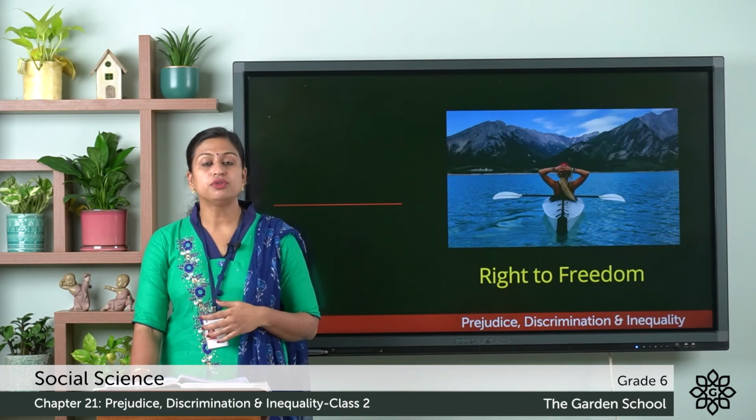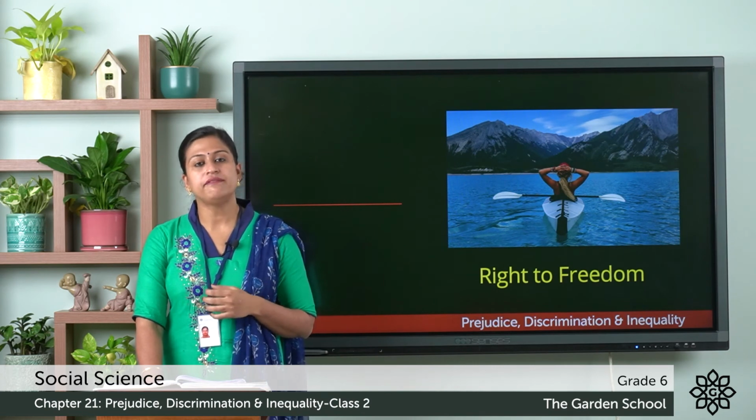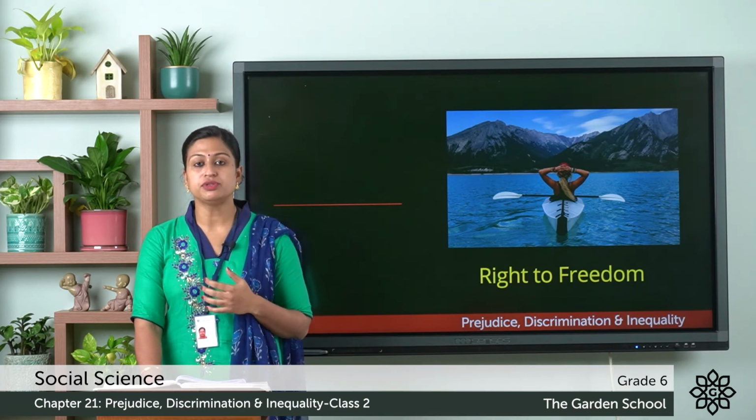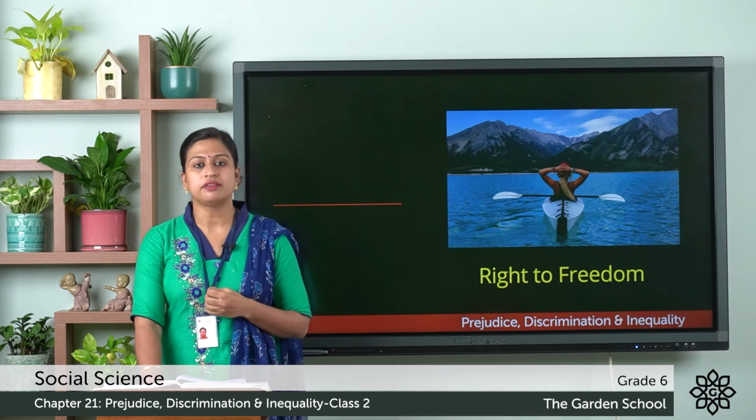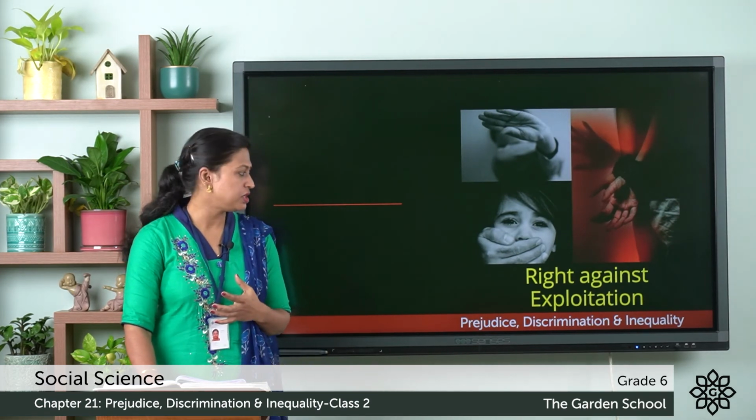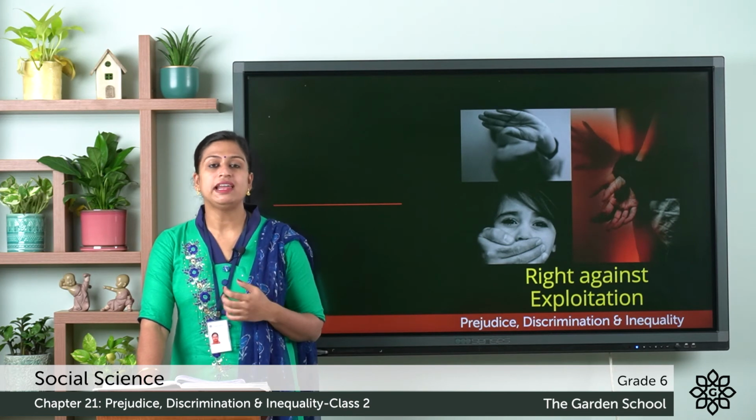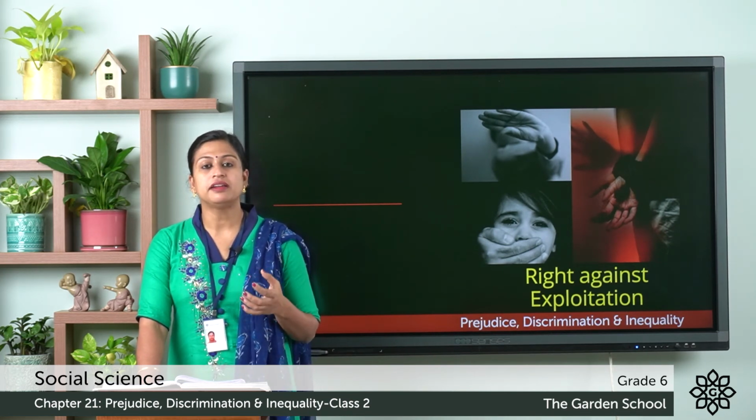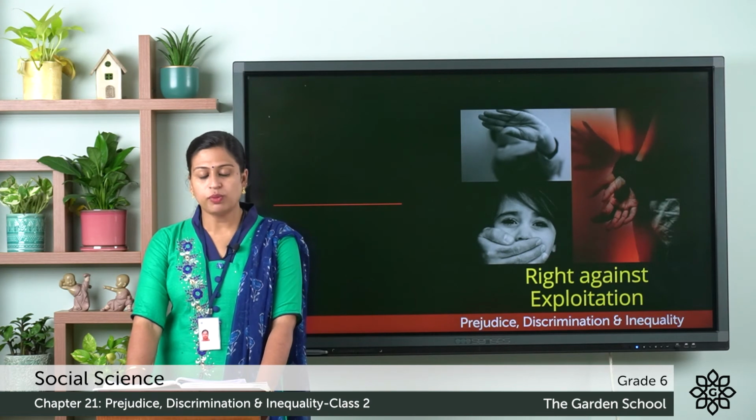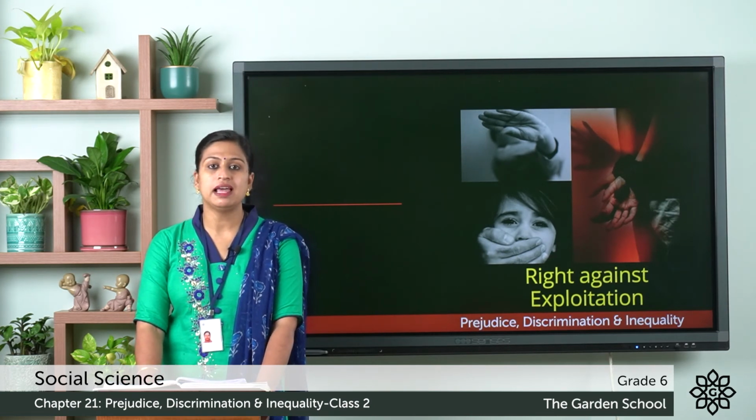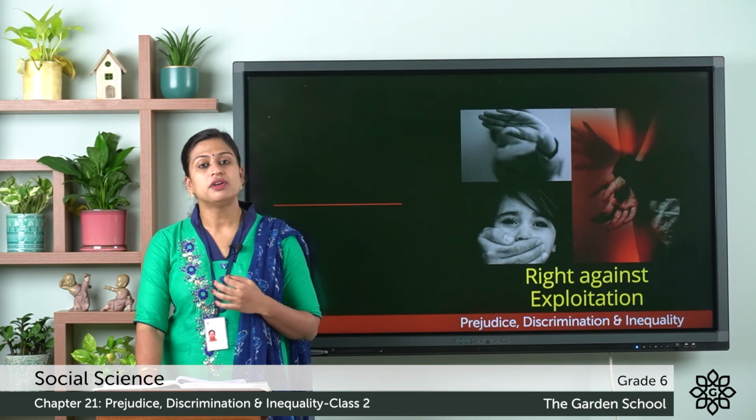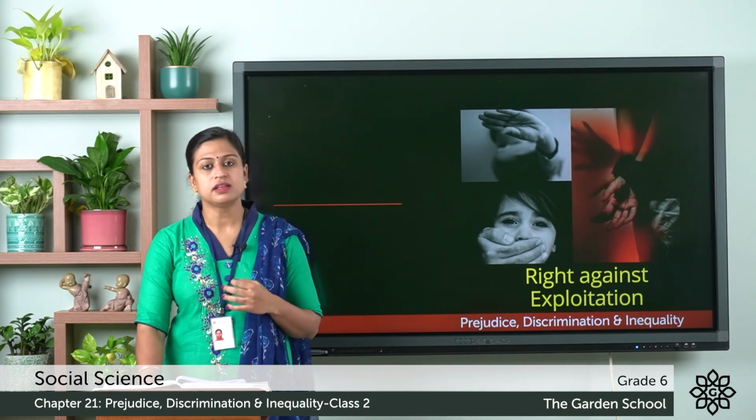Next is the right to freedom. Here, right to freedom means every Indian is free to live or travel anywhere within the country, and they are also free to take any job in any part of the country. So, this was about right to freedom. Next is right against exploitation. This right prohibits child labor, that is, no one can employ children under the age of 14. This right also prohibits forced labor, where workers are forced to work free of charge or for less salary. And it also prohibits the buying and selling of men, women and children. So, this was about right against exploitation.